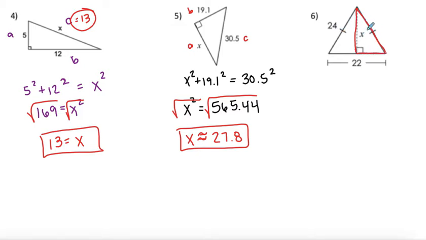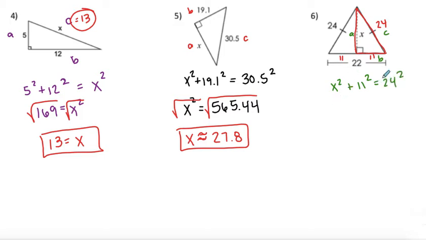We know these two markers are the same, giving us 24 and 24. And if we split this in half, 11 and 11 would make that 22. So now I have my A here for x, my B for 11, and across from 90 is my C. So I could set this up to solve as x squared plus 11 squared equals 24 squared.